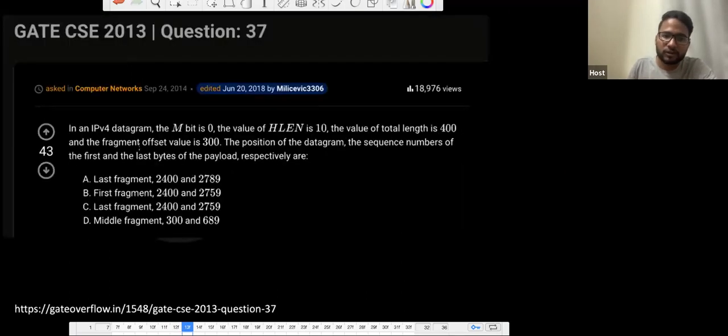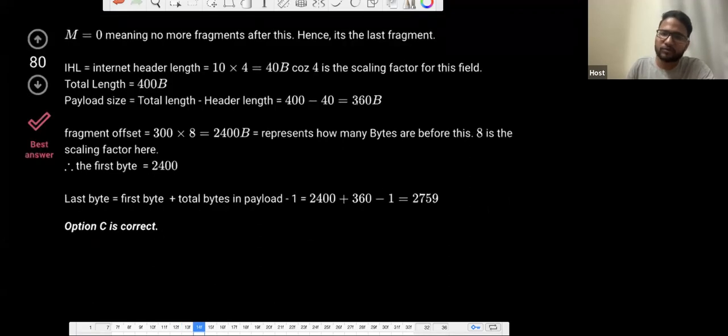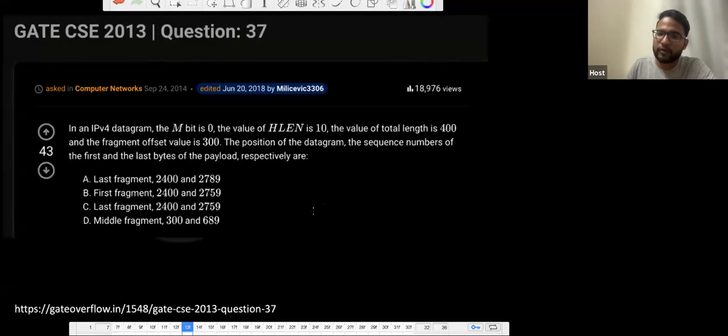Now let's solve this question. In an IPv4 datagram, the more fragment is 0, the header length is this, the total value is this, the fragment offset is this, the position of the datagram and the sequence number. Do you want to try this question? This question was asked in GATE 2013. I think this question is an easy one. Okay, you can try it as homework. The solution is on the next page.